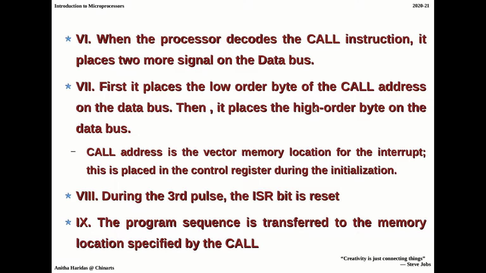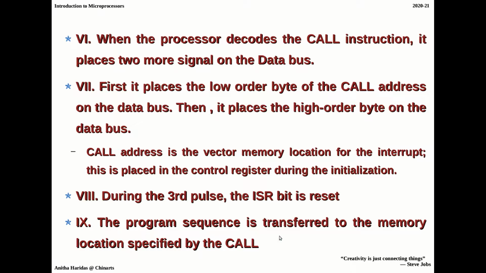So when it is placing the high order byte in the third pulse, the in-service register bit will be reset. Why? Because it is now already serviced. When it is branching to the interrupt service routine, the interrupt service routine will start executing. So that means the service has been started. So the in-service register bit is to be reset to 0.